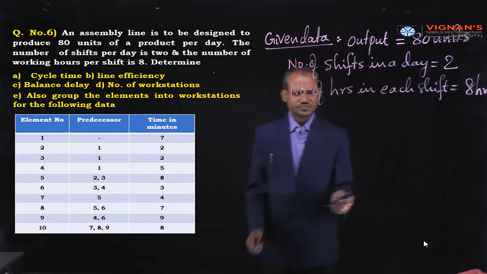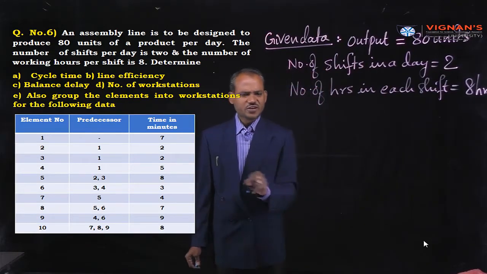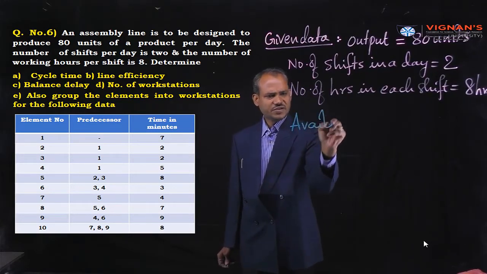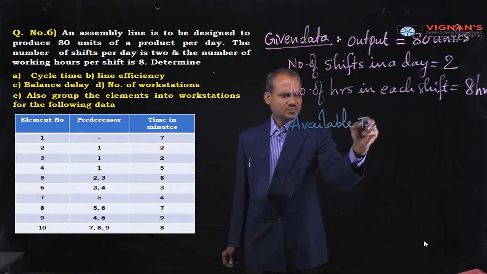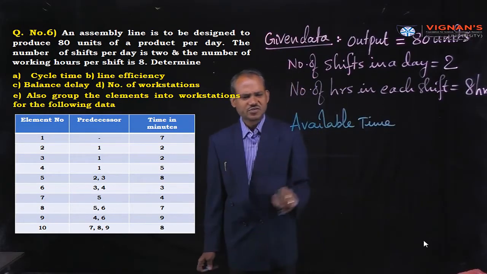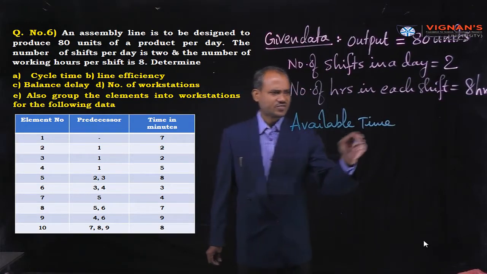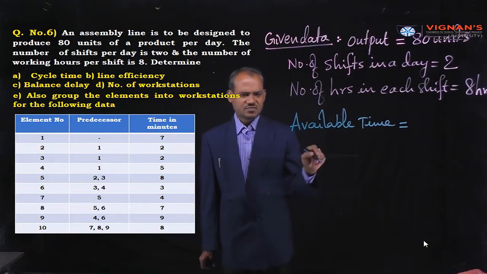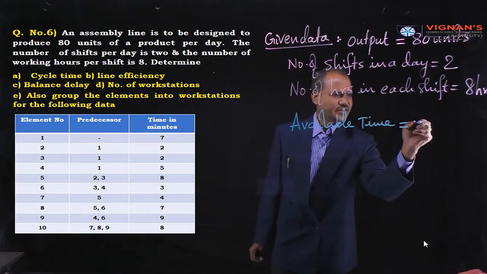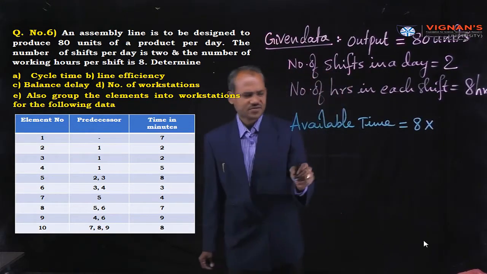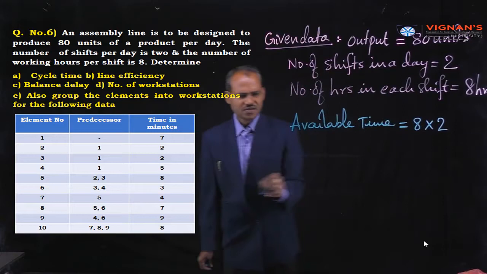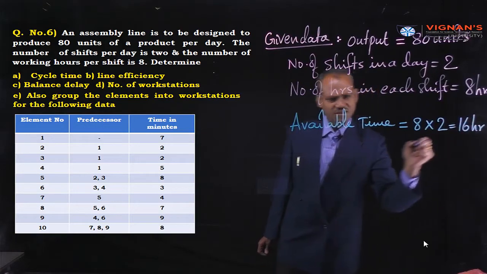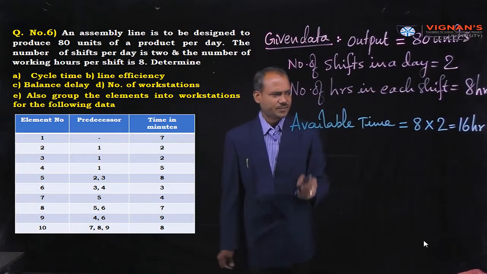Now, first of all, we are going to calculate the available time. Available time is equal to actual working hours. How to calculate? Number of hours in a shift is 8 hours. How many shifts? 2 shifts in each day. That means 16 hours are the working hours, known as available time.